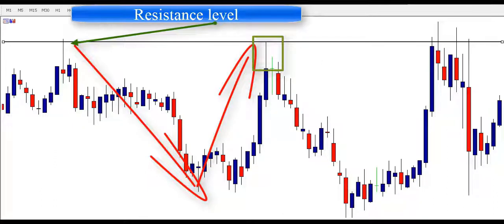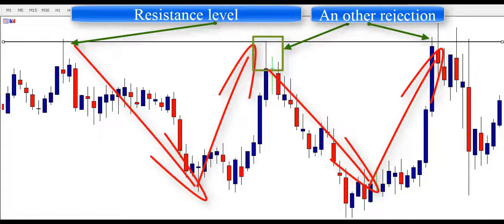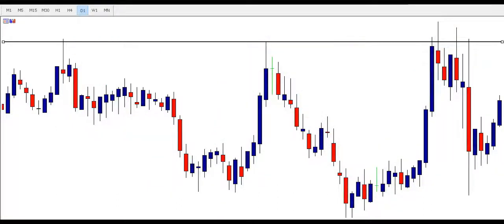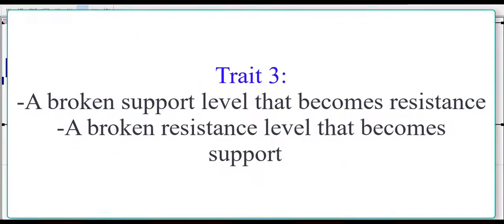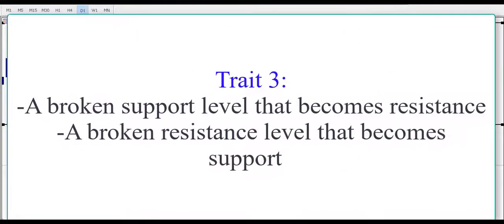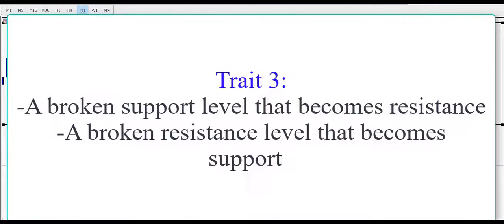Look at what happened here. The market rejected again and respected the resistance level. And the same thing happened here again. So an obvious rejection point followed by a strong move down can help us identify a resistance level. The third trait that qualifies a support and resistance level is a broken support level that becomes resistance or a broken resistance level that becomes support.